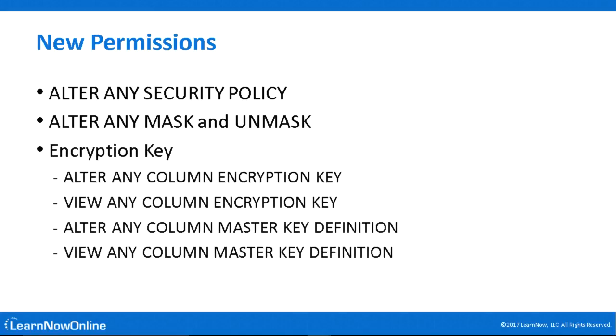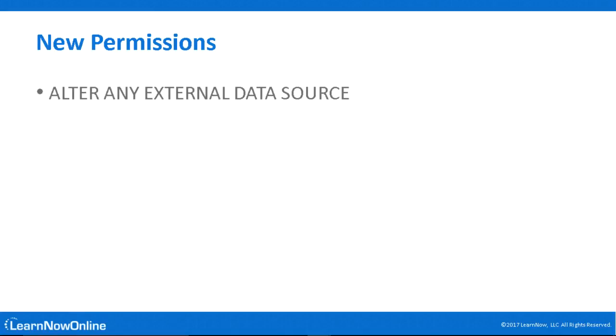Alter any mask and unmask we saw in the previous slides, and it's available as the implementation of dynamic data masking. Then we have a series for the always encrypted: an alter any column encryption key, a view any column encryption key, an alter any column master key definition, as well as view any column master key definition. So if you notice, there's an alter any and a view any. So there's really only two basic permissions with always encrypted. Either you can alter information or you can just view it, or you can't do anything without any permissions.